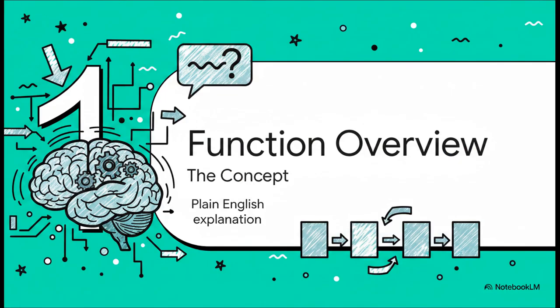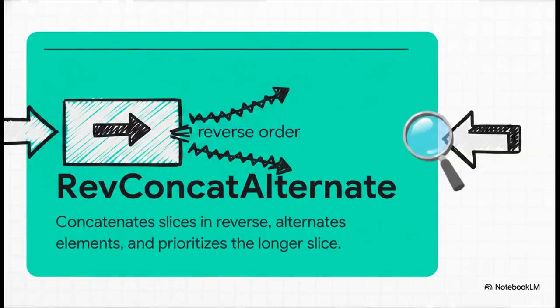Number 1. Function overview, the concept. So conceptually, what are we doing here? Well, RevConcatAlternate takes two distinct integer slices and mashes them together into one single slice. But it does this with three very specific twists. First up, it concatenates them in reverse order, meaning it grabs elements from the back of the inputs first. Second, it alternates those elements. It takes one from the first slice, then one from the second, kind of like the teeth of a zipper locking together. And third, it prioritizes the longer slice, making sure that one takes the lead.